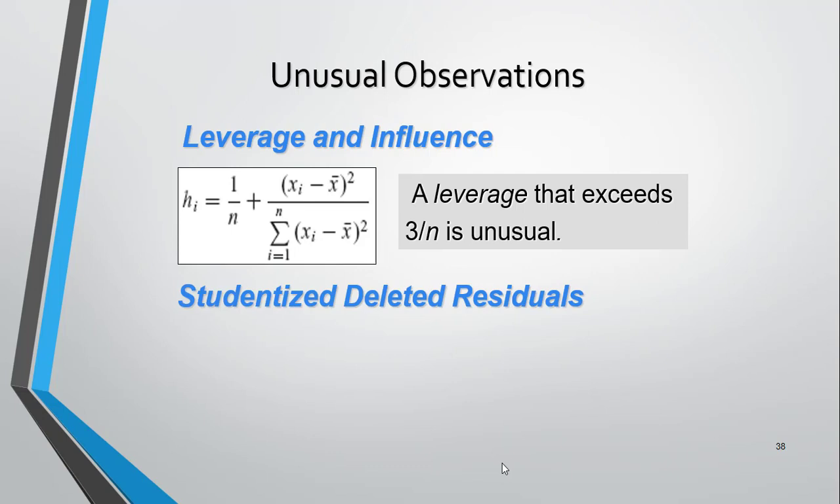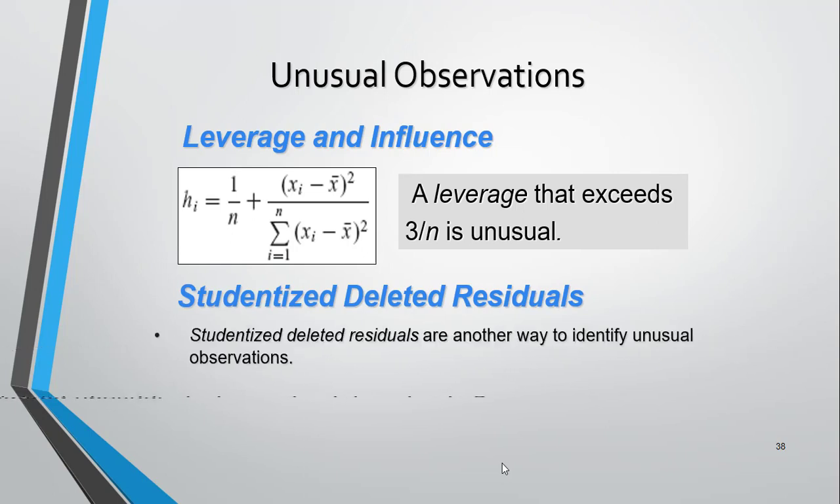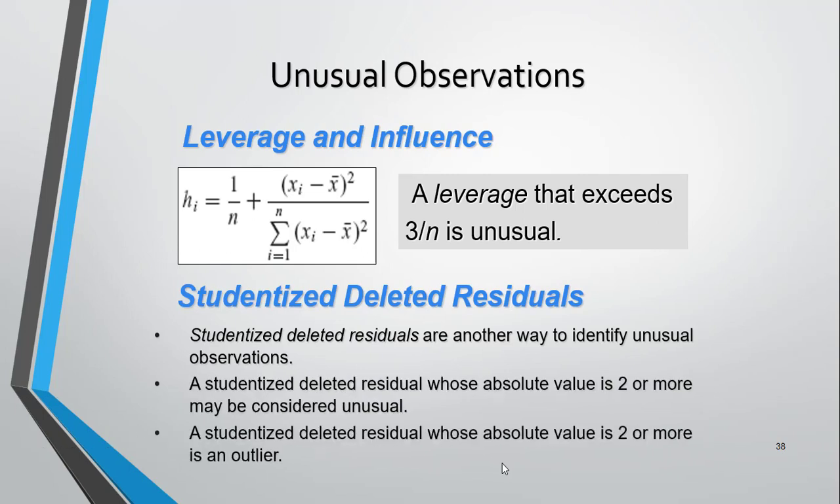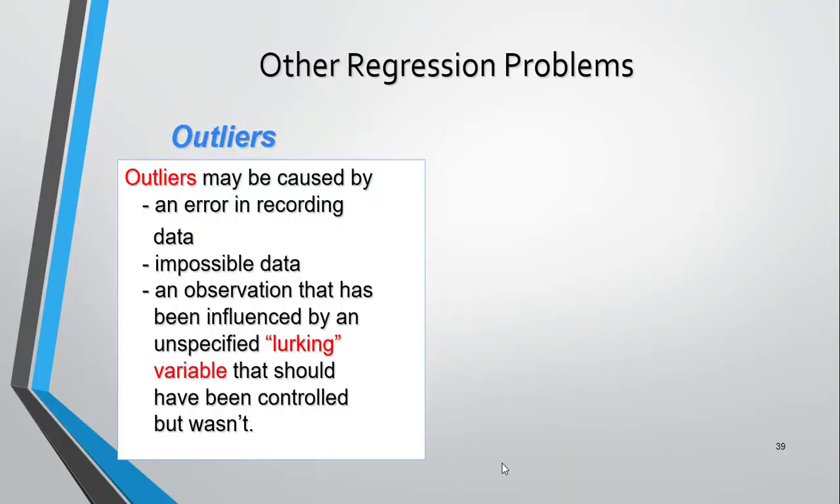A leverage h_i that exceeds 3/n is unusual. You can use studentized deleted residuals. They are another way to identify unusual observations. A studentized deleted residual whose absolute value is 2 or more may be considered unusual, and is an outlier. You can use that to determine outliers.